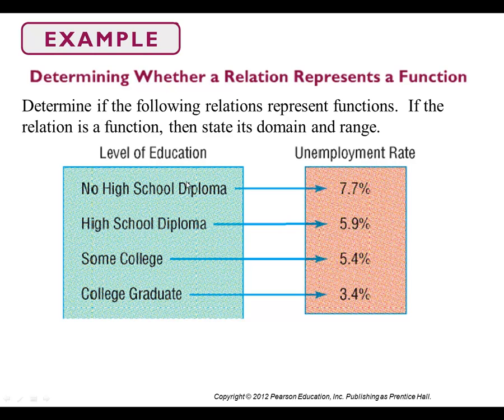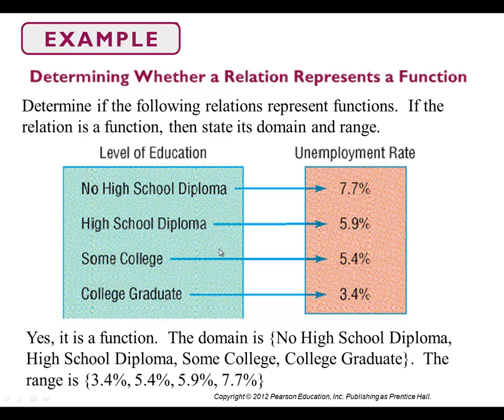So if we were to look at this example here, for the x values, this would be the level of education. The y values would be the unemployment rate. You can see that for each x, there is only one y value. So we could say that this would be a function. And so we could say that the domain is always the x values, in this case the level of education: high school diploma, college, graduate, and so on. Whereas the range, those are the y values, and so those are the unemployment rates.